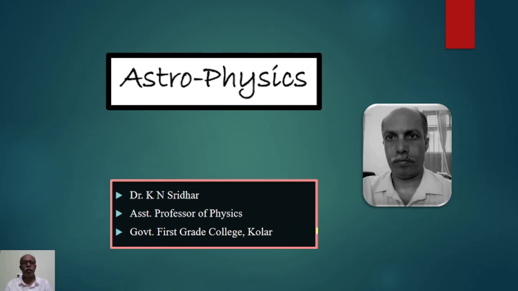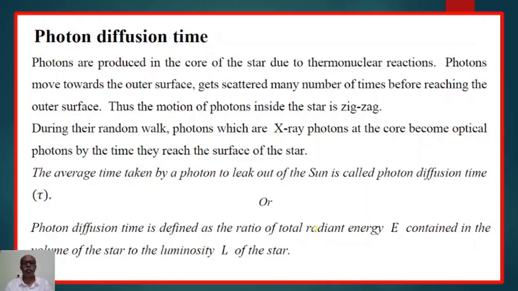Good morning. Welcome back. We are now discussing a few concepts of astrophysics, under which we now discuss what is known as photon diffusion time. These photons are produced in the core of the star because of the thermonuclear reactions. Such photons will always travel towards the outer surface, and finally they get ejected out of the surface.